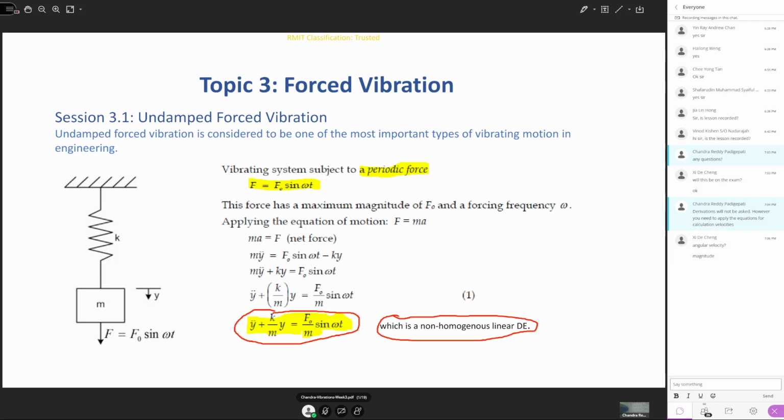So we need to now study the response of this system. We have studied the response of the system when this was zero, in the first session, at the beginning. When the right-hand side of the equation of motion is zero, that is an undamped free vibration. Now the right-hand side is no longer zero, so we are dealing with a non-homogeneous differential equation.